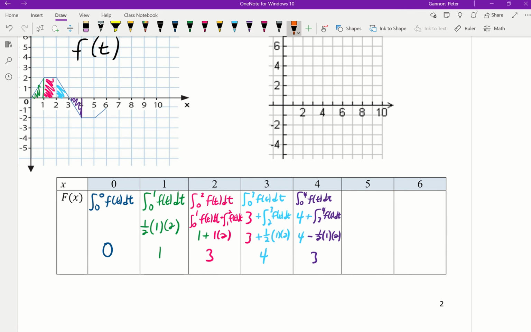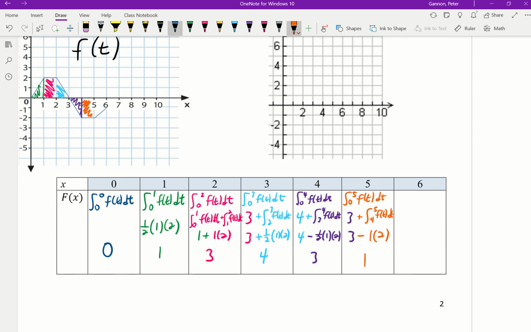All right, and again, keep this up. We're going to do the integral from 0 to 5 of f of t dt. So we can take that 3 value that we got before and essentially add the integral from 4 to 5 of f of t dt. So that's going to be 3. When you look at from 4 to 5, you have a rectangle that's below the x-axis, so it's negative, so we're going to subtract. The base is 1, the height is 2. So 3 minus 2 is 1.